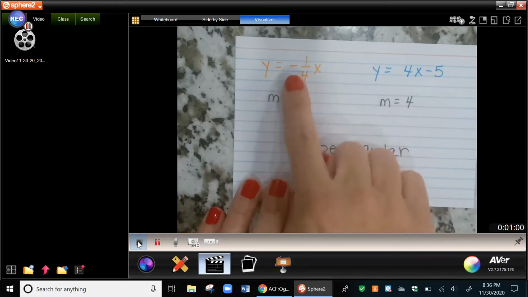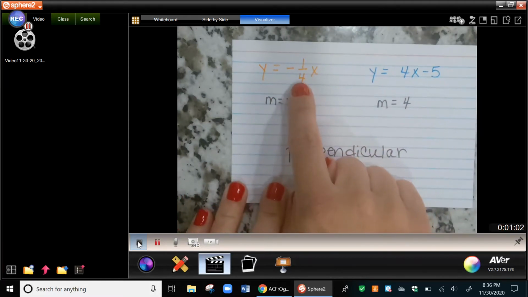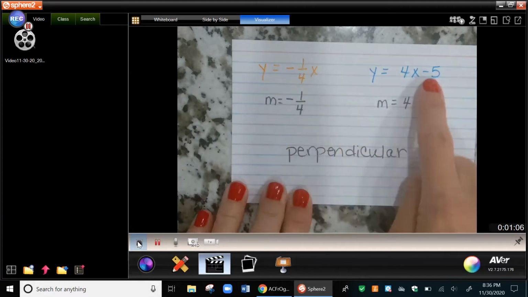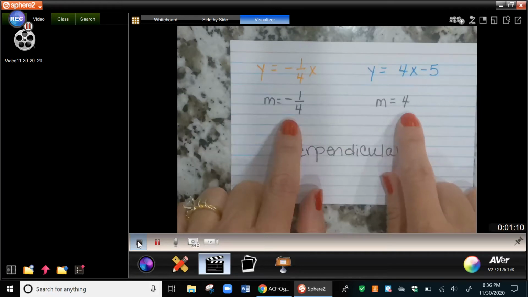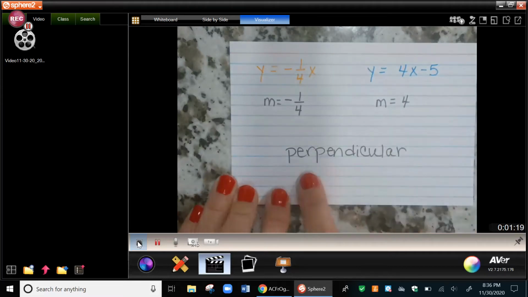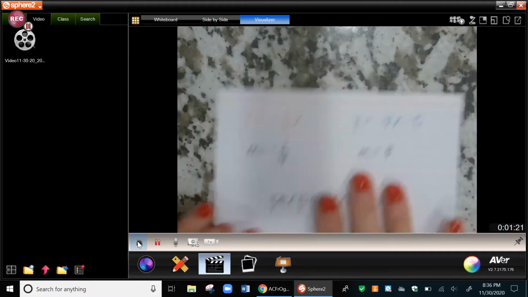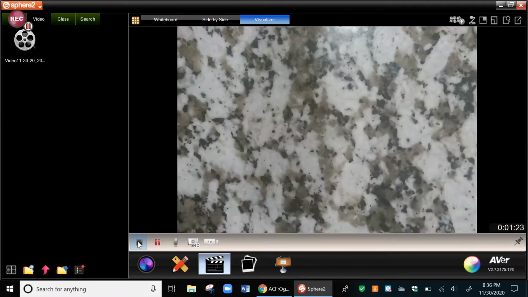Well, let's look at the slope of both lines. We know the slope is the number that's in front of x. We've got negative 1/4 and then positive 4. Are they opposites? Yeah, we've got one negative and one positive, so they're opposites. Are they also reciprocals? The reciprocal of 1/4 is 4, so that means that those are definitely perpendicular lines. Let's look at another.